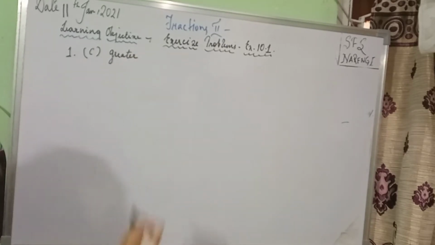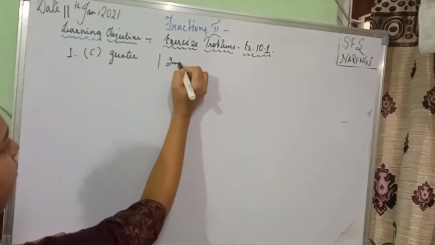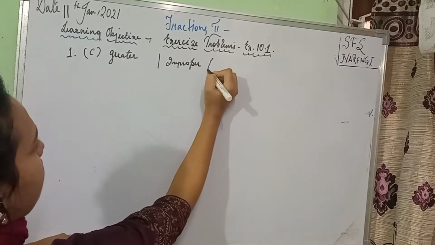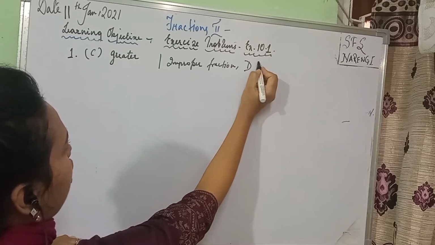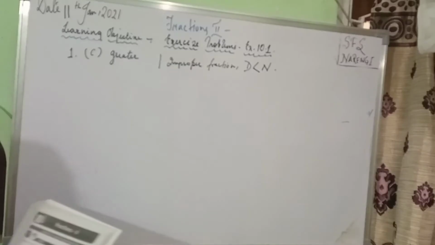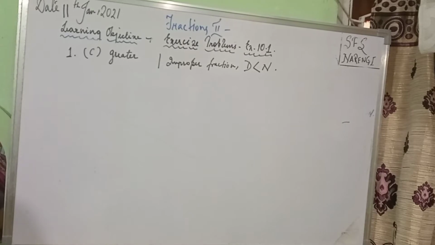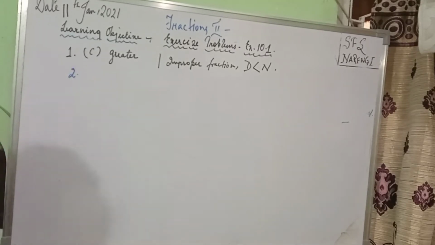Option C. Because in an improper fraction, the denominator is always smaller than the numerator. That means the numerator is always greater than the denominator. Okay? Alright. Let's move on to the next question. A fraction whose denominator is greater than the numerator. We have already been through these questions. In question number 2, what will that be?